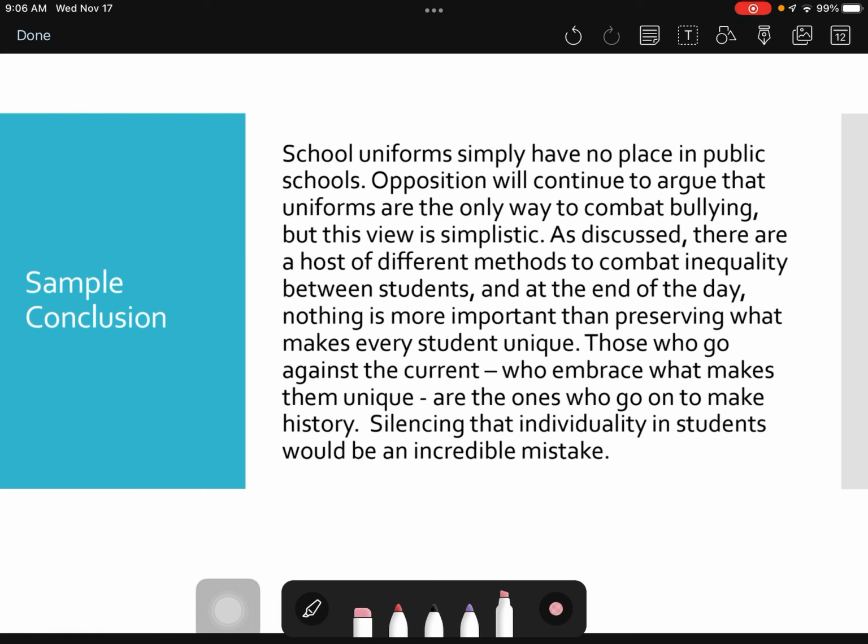As discussed, there are a host of different methods to combat inequality between students, and at the end of the day, nothing is more important than preserving what makes every student unique. Those who would go against the current, who embrace what makes them unique, are the ones who go on to make history. Silencing that individuality in students would be an incredible mistake.